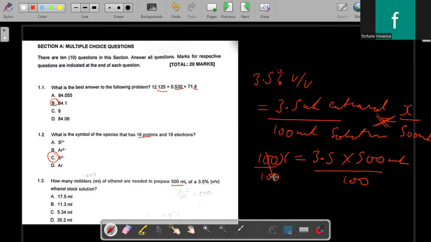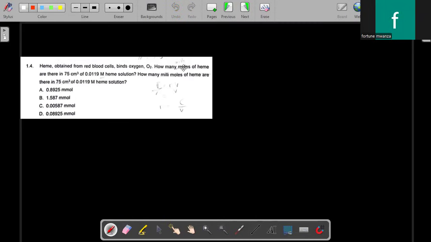Okay, so here my x is equal to, so this will go, so I have 3.5 times 5. If I do my 3.5 times 5 there, I'm going to get 17.5 milliliter as my volume. So there the answer is A. Okay, so you can proceed to question number 4.